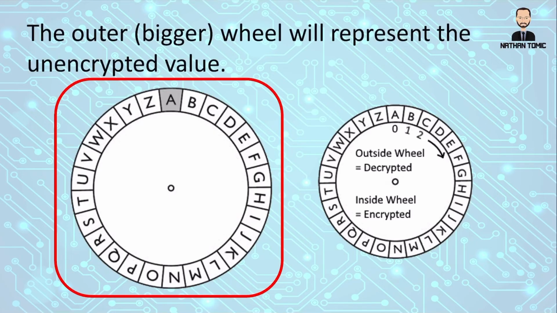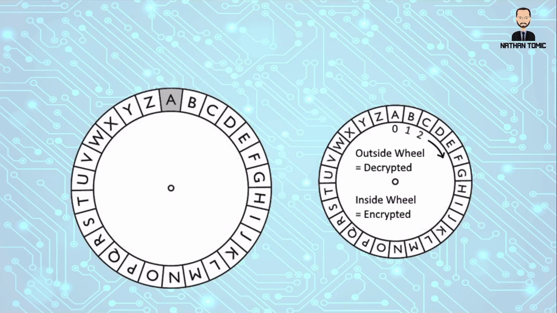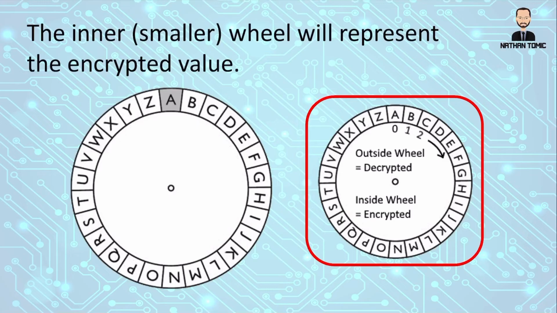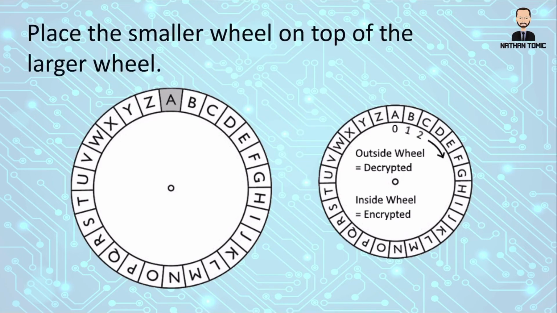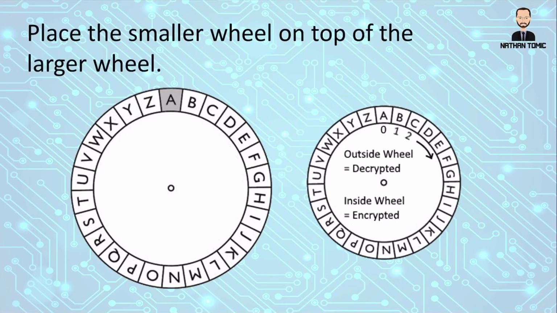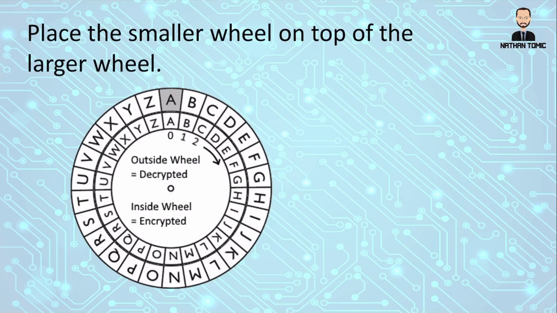So we'll start by saying that the bigger or the outside wheel is going to represent our unencrypted values, so the normal alphabet, and the smaller wheel is going to represent the encrypted values, and we've got that written on the screen there. Now what we're going to do is place the smaller wheel on top of the larger wheel.